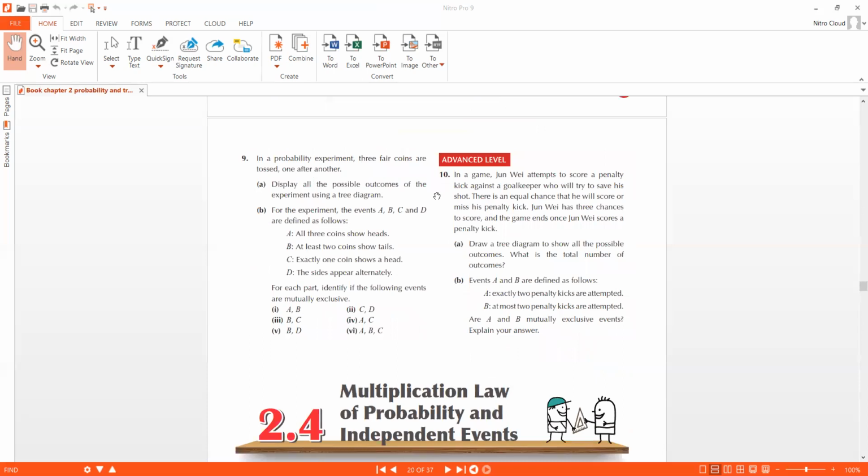In a game, Jun Wei attempts to score a penalty kick against a goalkeeper who will try to save his shot. There is an equal chance that he will score or miss his penalty kick. So 50-50 chances available. Then Jun Wei has three chances to score. The game ends once Jun Wei scores a penalty kick. So if the penalty kick is scored, then Jun Wei wins. Draw a tree diagram to show all the possible outcomes. What is the total number of outcomes?